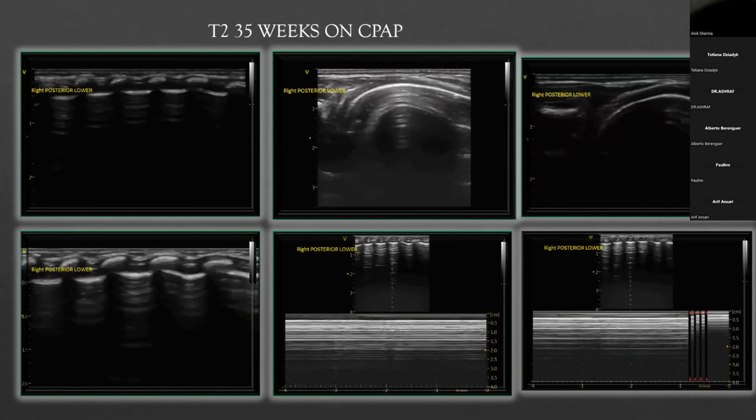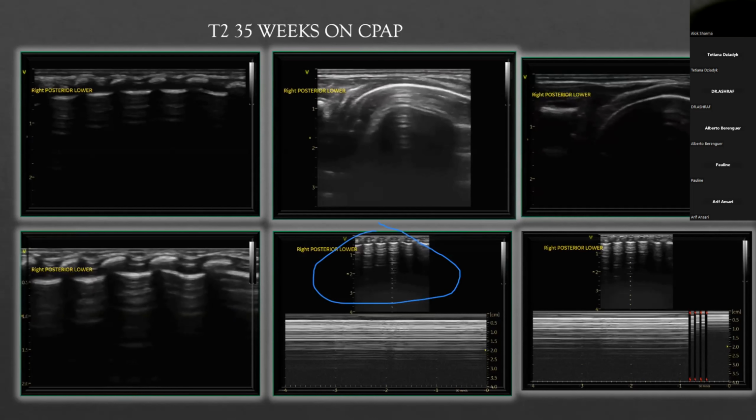So Alberto, this is a beautiful case that Dr. Ashraf has shown us. We're concentrating on the middle, the right posterior lower zone. What you can see is an intercostal space, and this is the same, multiple intercostal spaces. Here you're doing a longitudinal scan, and here a transverse scan. What do you think about the pleural sliding? Is it present or absent? In the middle one, this one, I think it's absent.